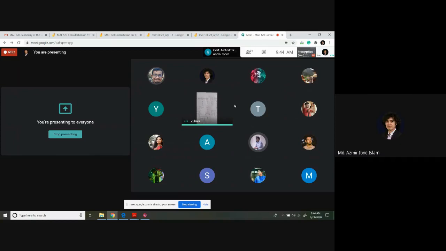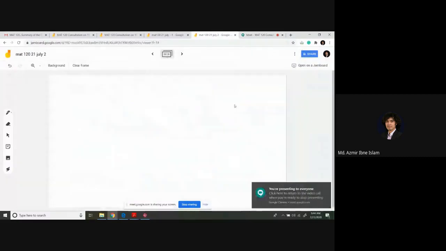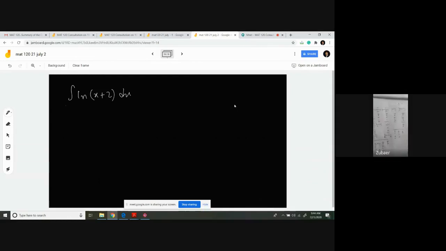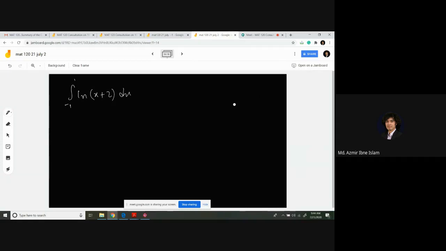That is wrong. You have the natural log of x plus 2 dx, right? Yes, sir. And integration from? Minus 1 to 1. Okay, forget these limits at first.